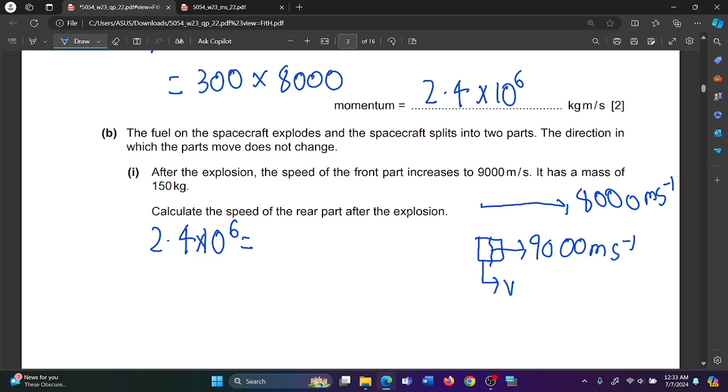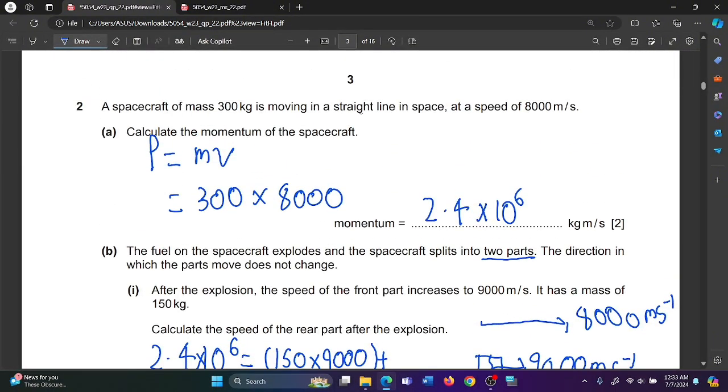There were two parts, and we need to add the momentum of both parts. The momentum of one part: the mass of the front part after the explosion is 150 kg, and it has a speed of 9,000. So let's multiply it with 9,000. Now we need to add the momentum of the rear part.